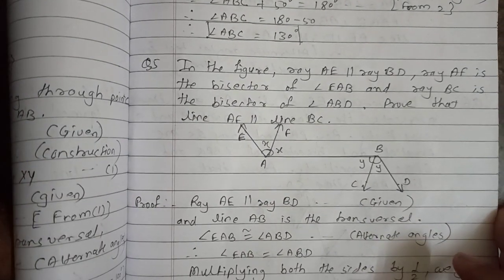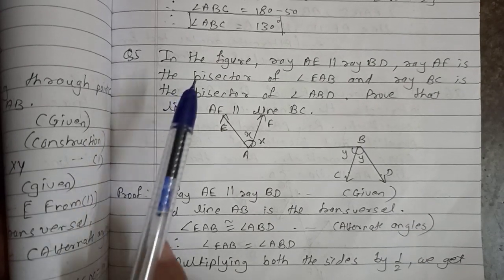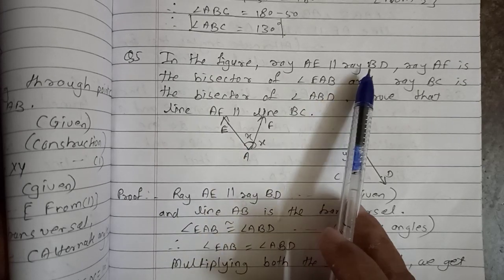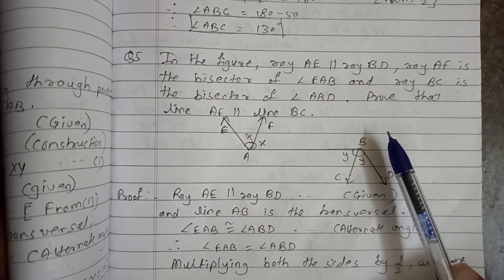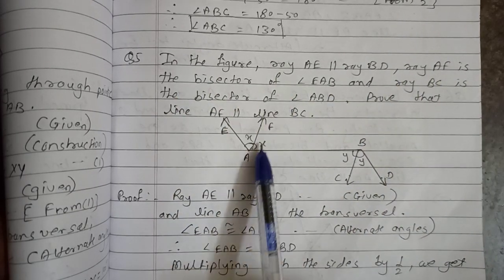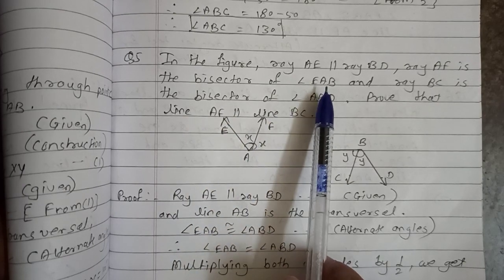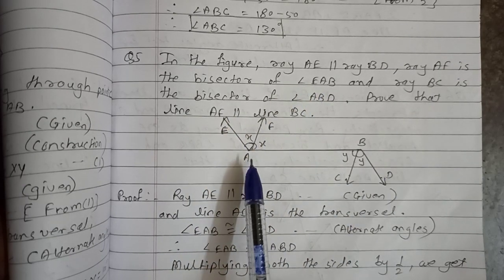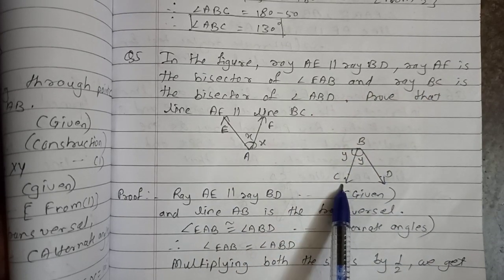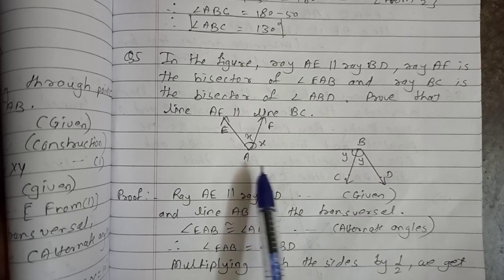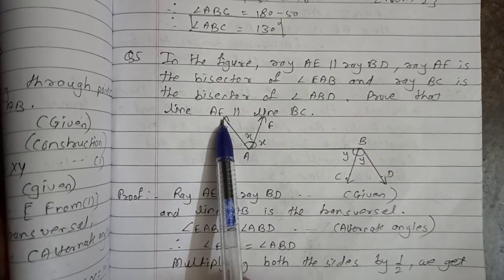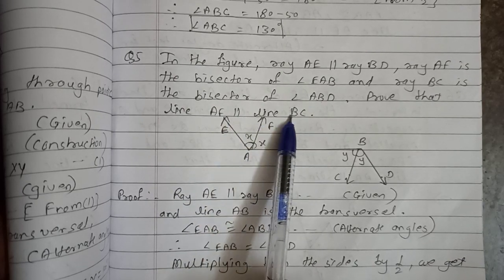Now question 5. In the figure, ray AE is parallel to ray BD. Ray AF is the bisector of angle EAB, and ray BC is the bisector of angle ABD. Prove that line AF is parallel to line BC.